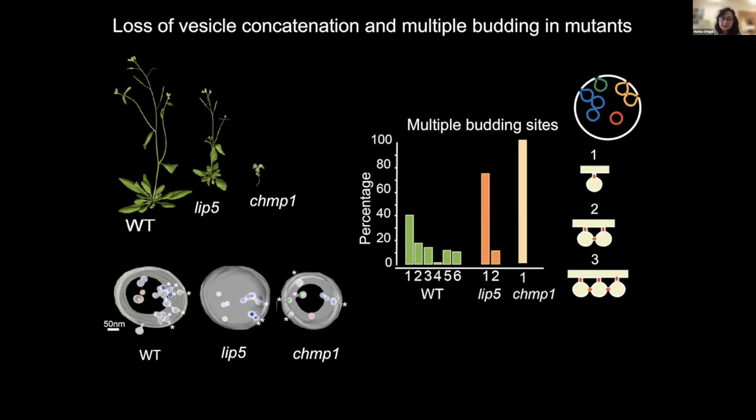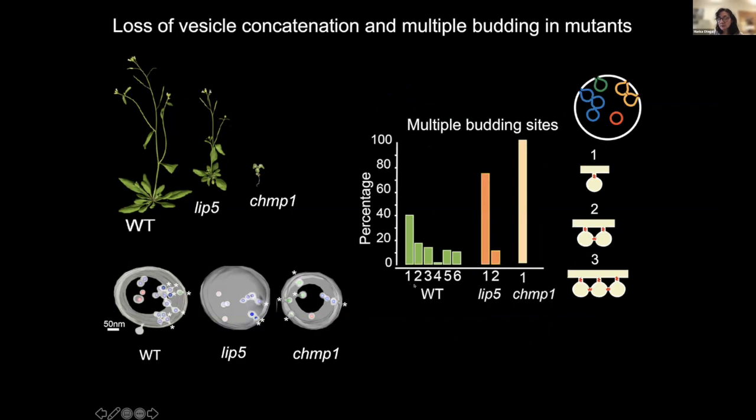Not only that, the other feature that we noticed is that these mutants are lacking or have a drastic reduction in multiple budding sites. I showed you before that in some cases, we see the formation of these multiple budding sites where multiple buds form simultaneously, and they are interconnected with each other at the limiting membrane. And they can be 2 vesicles involved or 3 vesicles engaged in a multiple budding site.